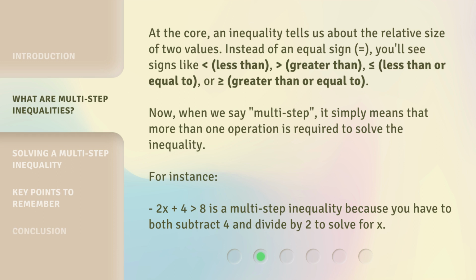Now, when we say multi-step, it simply means that more than one operation is required to solve the inequality. For instance, 2x + 4 > 8 is a multi-step inequality because you have to both subtract 4 and divide by 2 to solve for x.